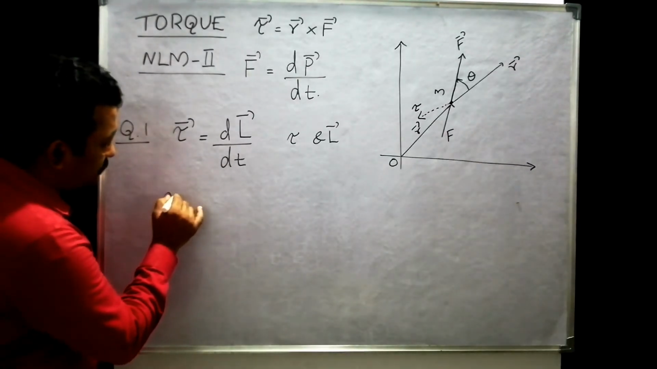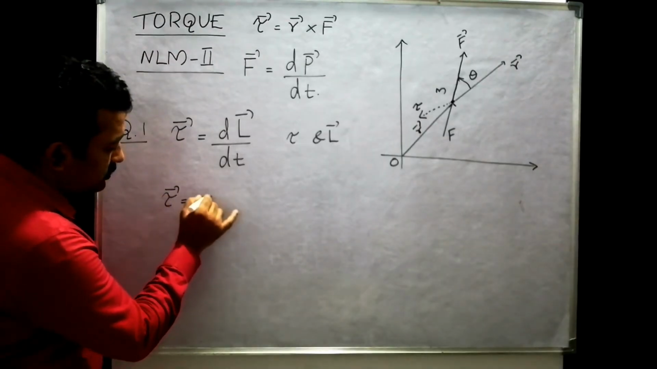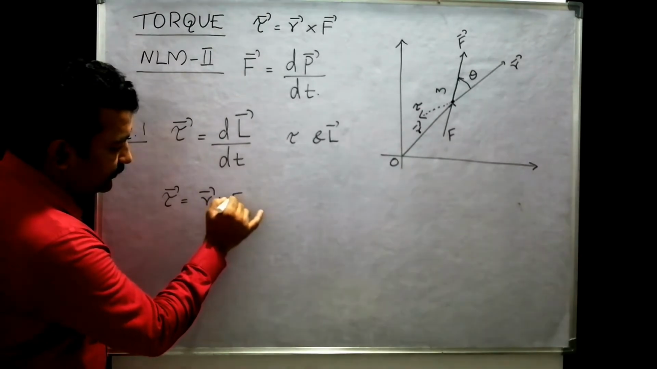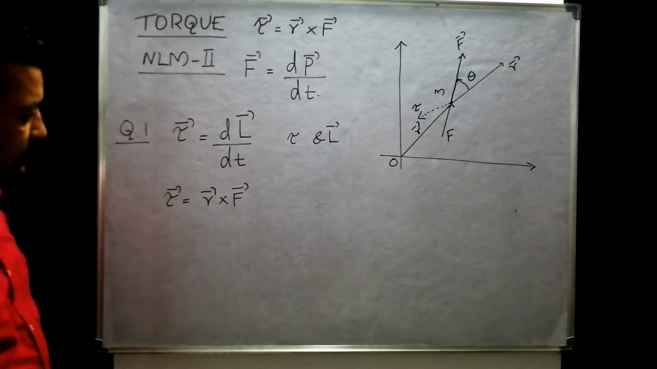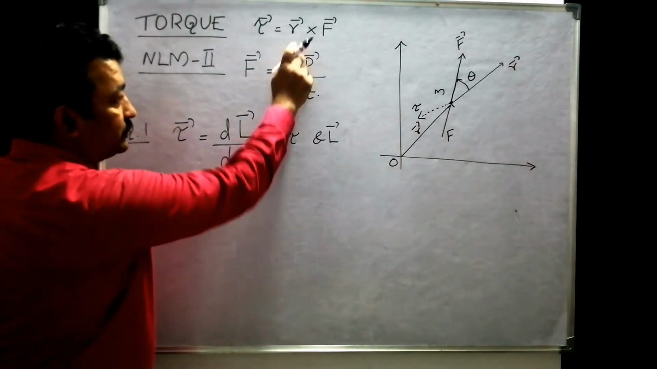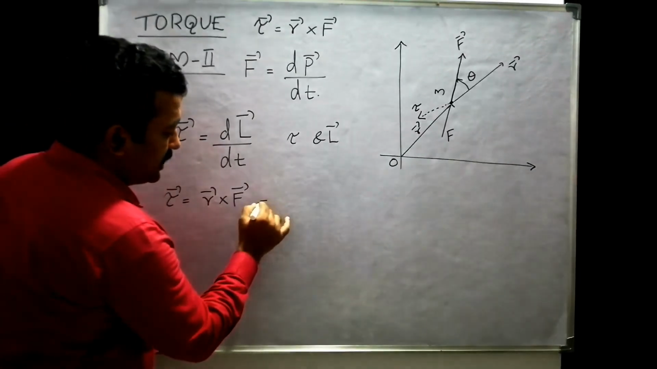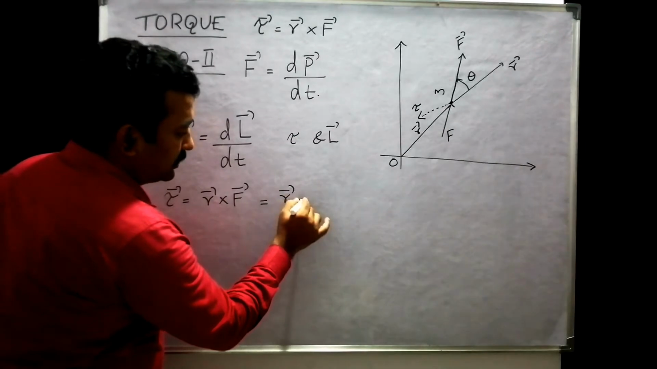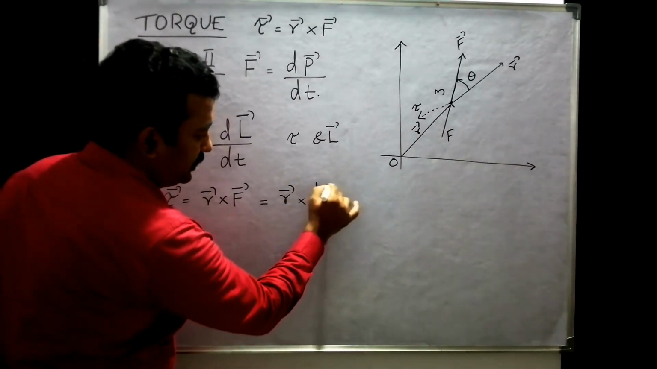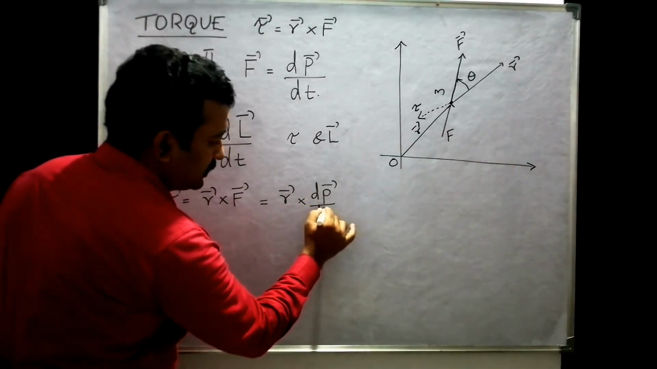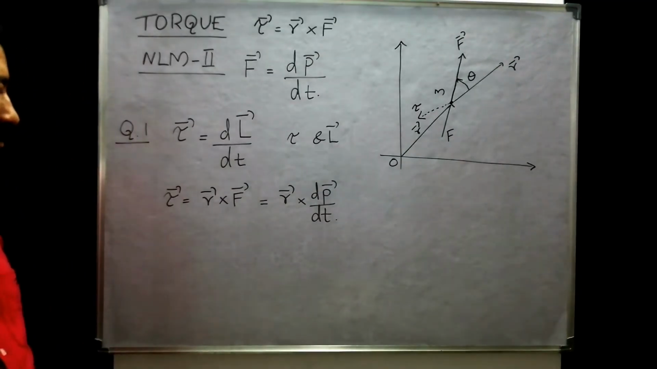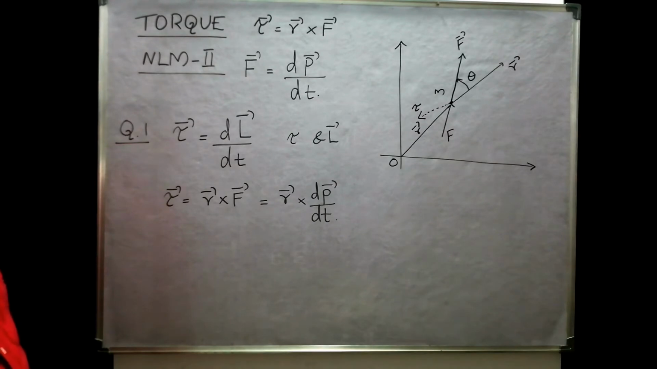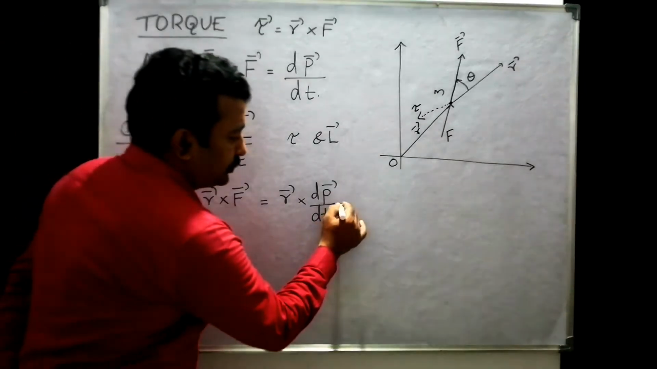We have tau is equal to r cross F. What is r cross F? We know F is equal to dp divided by dt. I can put it as r cross dp divided by dt. So we got torque is equal to r cross F, which is equal to r cross dp by dt. Let me put it as equation 1.